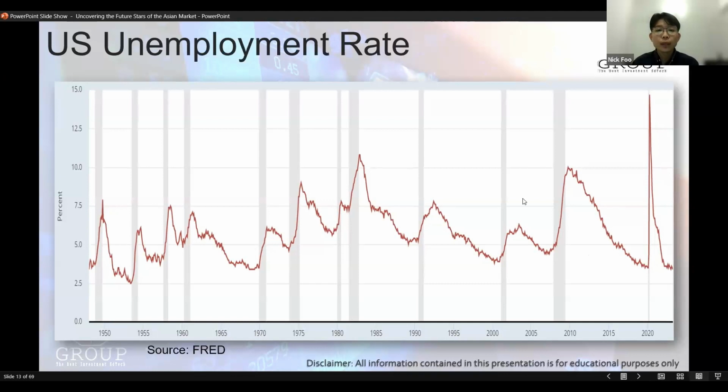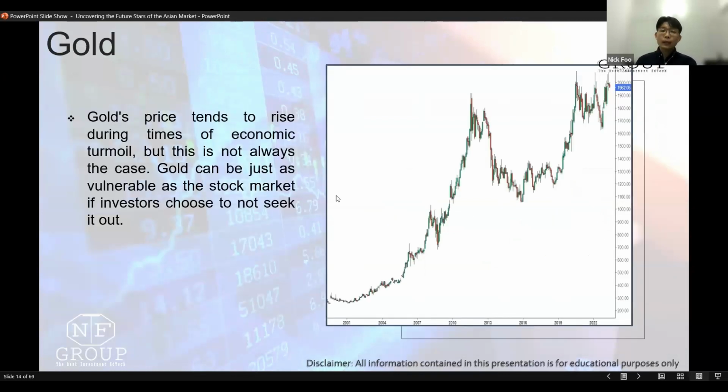Now, another key economic indicator is gold. We have a good question here from Jason: how can we invest amidst the current economic challenges? I'm going to tell you. Gold price tends to rise during times of economic turmoil.